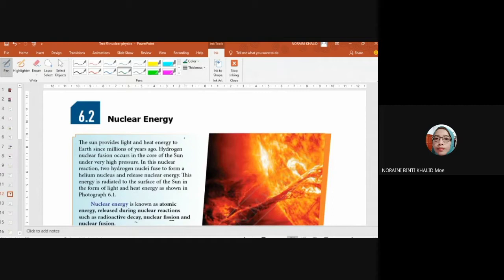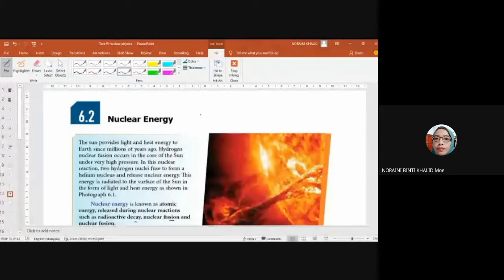Today we continue 6.2 nuclear energy. As we know, the sun provides light and heat energy to Earth since a million of years ago. So what caused the sun to glow? You can see it like an orange color.